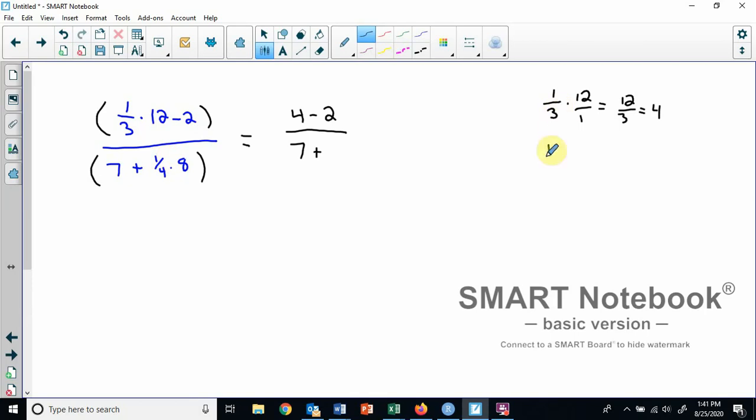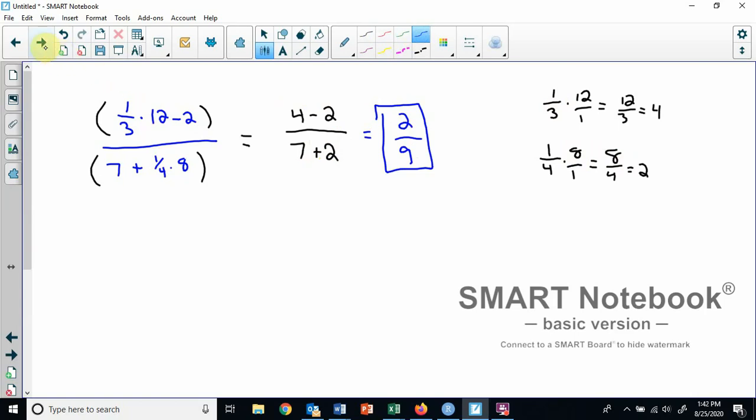1/4 times 8. And I can do the same thing, put a 1 on the bottom. 8 over 4, 8 divided by 4 is 2. And then 4 minus 2 is 2. And 7 plus 2 is 9. Fraction does not reduce, so we're done.